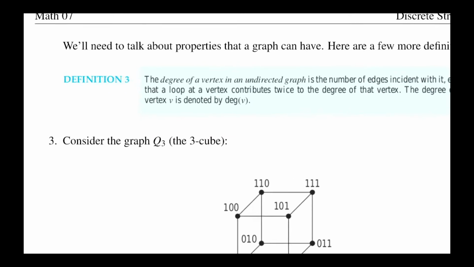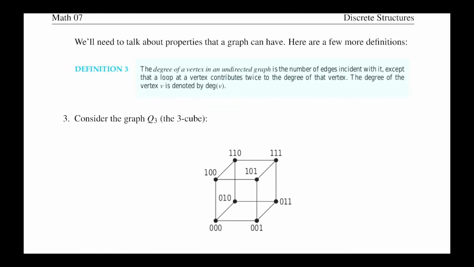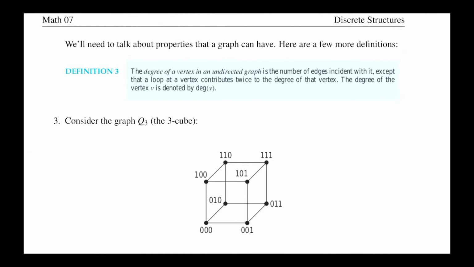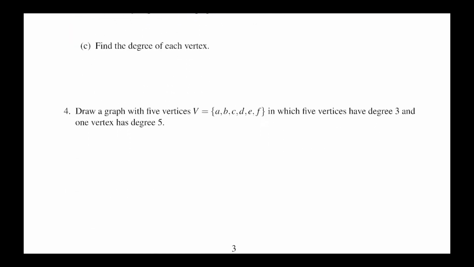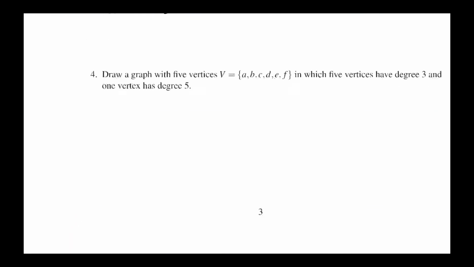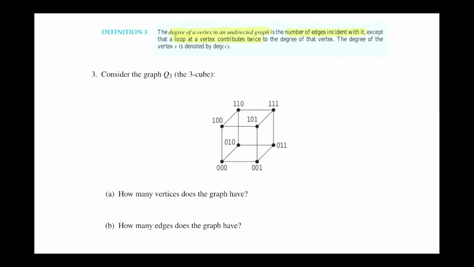Here's something that you must know and understand because we're going to be using this formula a lot. And that is the concept of the degree of a vertex. So the degree of a vertex of an undirected graph is just the number of edges incident with it. And loops count twice. That sounds weird, but will we see one? We won't see one right here. I'll have to draw one if I want to.